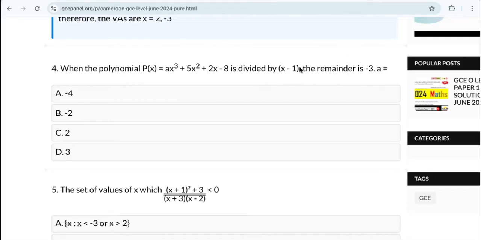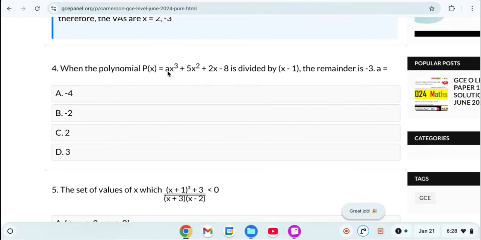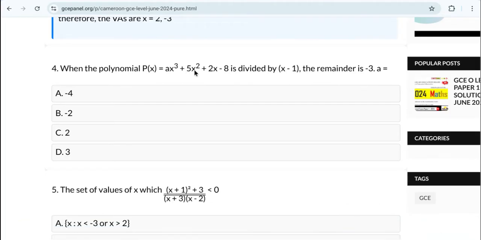So we are first of all going to equate x minus 1 to 0. We'll solve for x, we'll have x equals 1. And therefore, p of 1 will give us this remainder, which is negative 3. So when we substitute 1 here, we are going to have a times 1, which is a, plus 5 times 1 squared, which is 5, plus 2. So you just have a plus 5 plus 2 minus 8 equal to negative 3. Okay, and when we solve for a, what do we have?